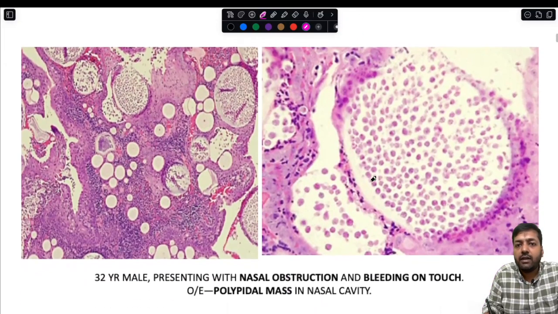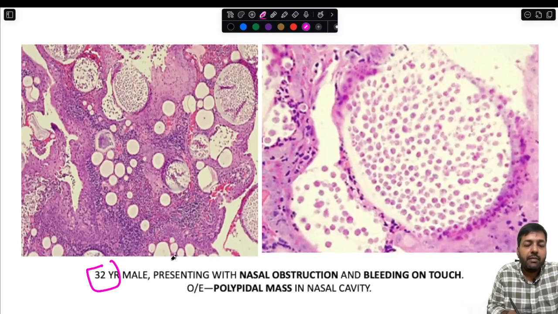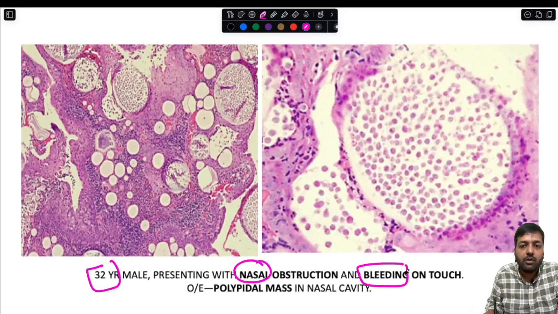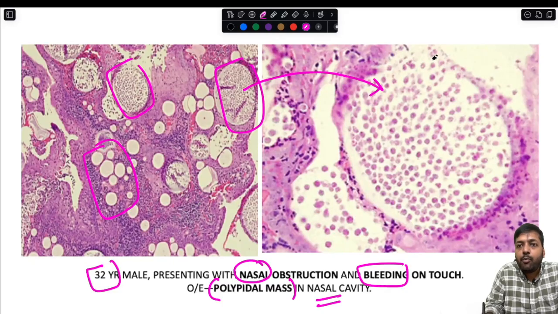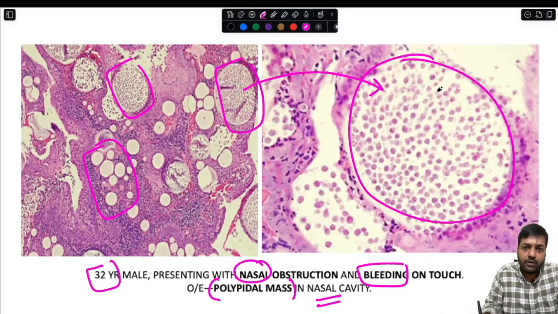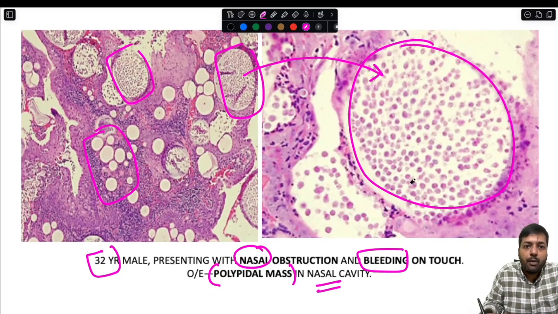So what do you see over here? So you see that there is a 32-year male presenting with nasal obstruction, okay, and a nasal mass which bleeds on touch. So on examination, you see a polypoidal mass in the nasal cavity. So what do you see over here? You see a section of the tissue composed of variable sized sporangia. So they are composed of multiple variable sized sporangia, okay, and each such sporangia is composed of several sporangiophores or endospores, okay, endospores in the stroma of this polypoidal mass.